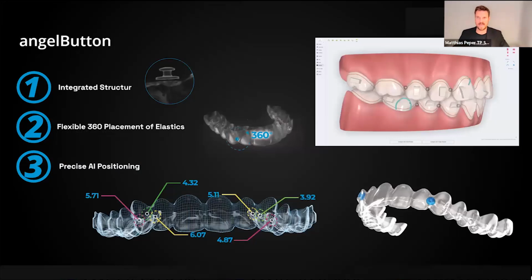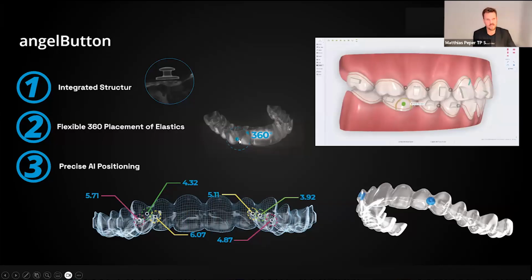Yes, as we all know, with Angel, we have the Angel button. It's an integrated structure in the aligner. And it's a flexible 360-degree placement of elastics. It's a precise AI positioning. So you can see in the lower picture here that in different areas of the aligner, we have a different stiffness of the aligner. And if we place an Angel button in these areas, sometimes it is too close to the gingiva, or if it is a little bit in a wrong area, we don't have the stiffness.